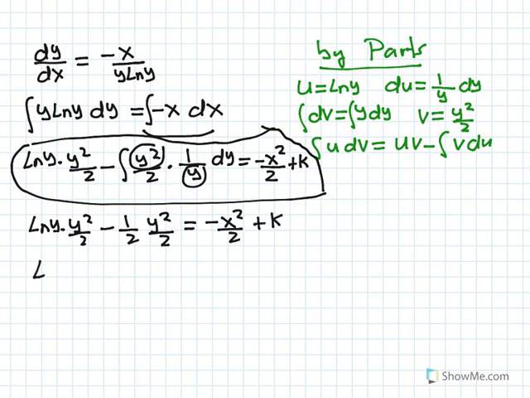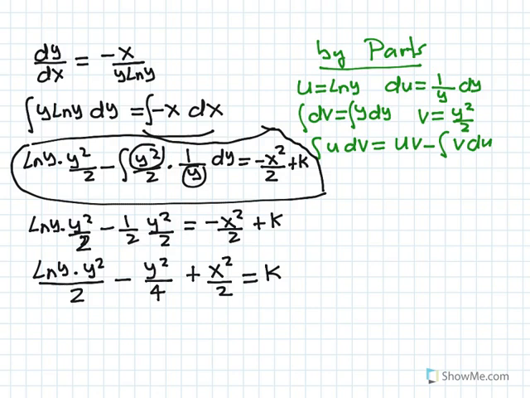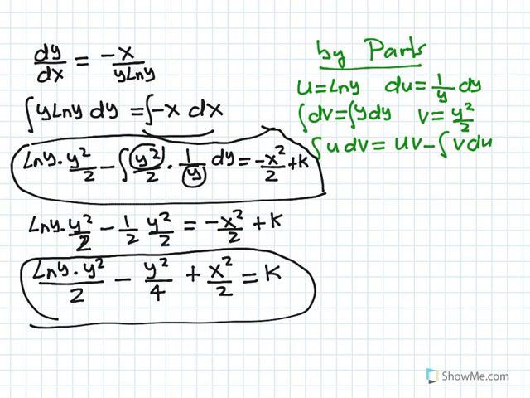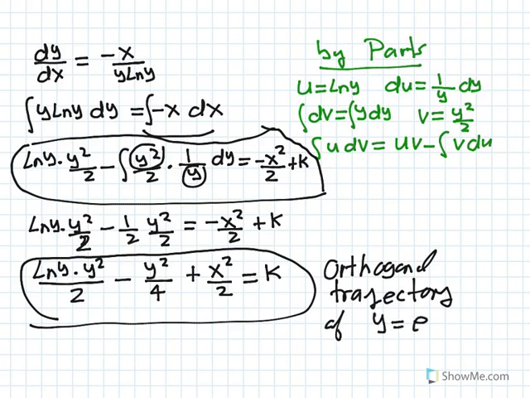Let's simplify this. We get log y times y squared divided by 2 minus y squared divided by 4 plus x squared over 2 is equal to k. This is the orthogonal trajectory of y equals e to the cx. That means the tangent lines are intersecting at right angles to each other.